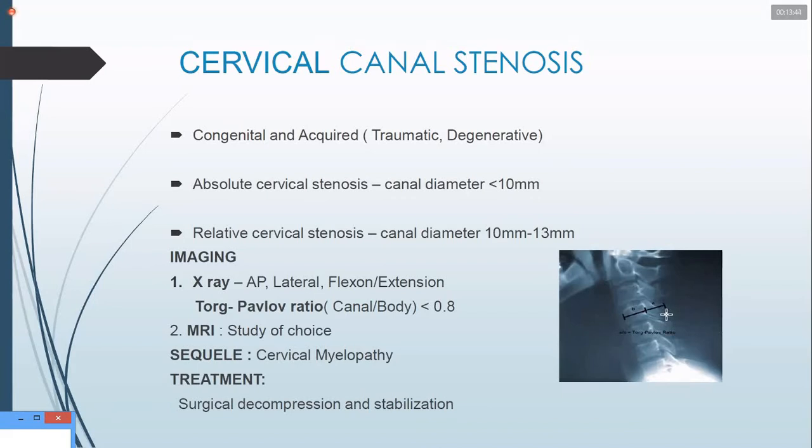This A is the canal, right from the spinolaminar junction to the posterior part of the body. This whole A is the canal diameter and B is the body diameter. Canal by body: if it is less than 0.8, when the canal gets narrowed relative to the body, then there is canal stenosis. MRI is the study of choice, and ultimately it leads to cervical myelopathy. And the treatment is surgical decompression and stabilization. We'll come to this later.